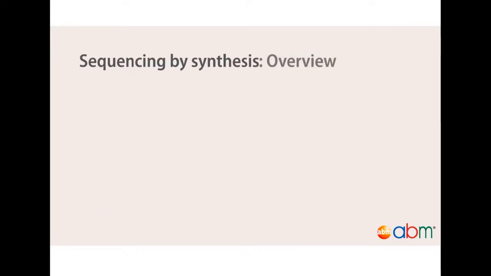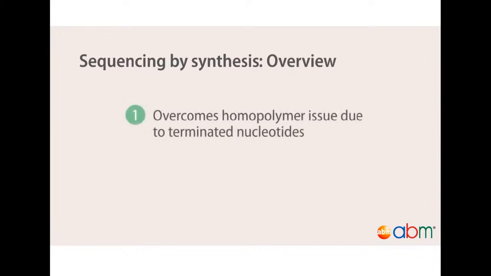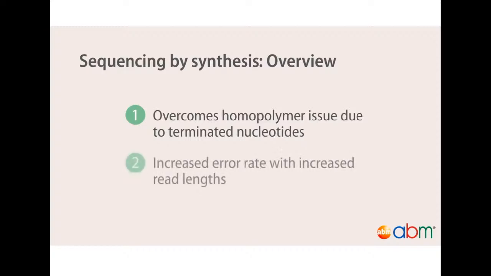This system is able to overcome the disadvantages of the pyrosequencing system, by only incorporating a single nucleotide at a time. However, as the sequencing reaction proceeds, the error rate of the machine also increases. This is due to incomplete removal of the fluorescent signal, which leads to higher background noise levels. Our NGS, an introduction knowledge base, provides more technical details about this technology.